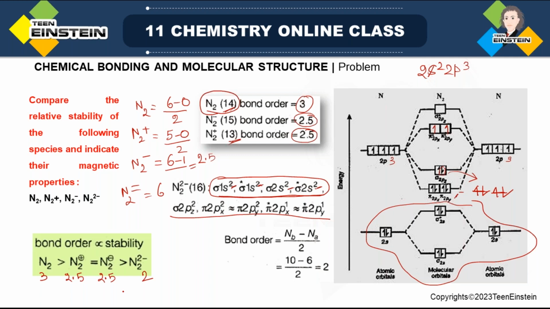And what about magnetic property? In case of nitrogen, that is the original molecule, there is no unpaired electron, right? So this is diamagnetic. I am writing D. When it is N2 plus, you have one unpaired electron, right? Because you are removing an electron from sigma 2pz. Then when it is N2 minus, then also there is an unpaired electron. And when it is N2 2 minus, then also it is unpaired. So only the first species is diamagnetic, the rest of them are paramagnetic.